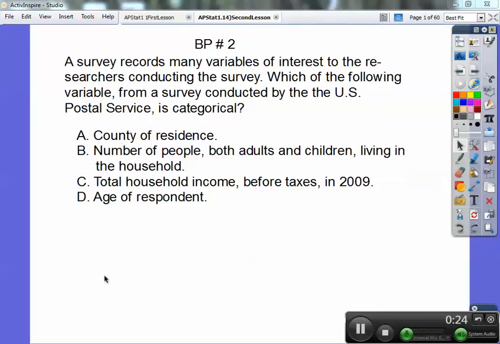Okay, so county of residence, that sure looks like it's categorical. Number of people, nope. Number, nope. Total household income, no, income's a number. Age of respondents, no, age is a number. So the only one that's categorical is this one right here. Okay, I said in the last one, like numbers on a football jersey, you guys, that would be categorical because those don't really describe numeric things. They're describing a person.